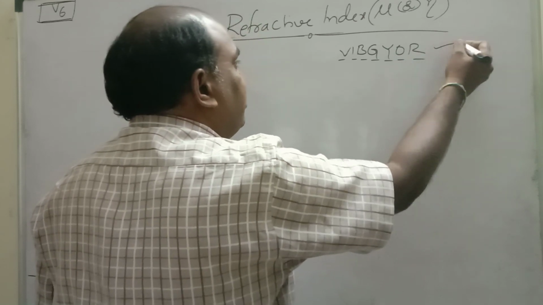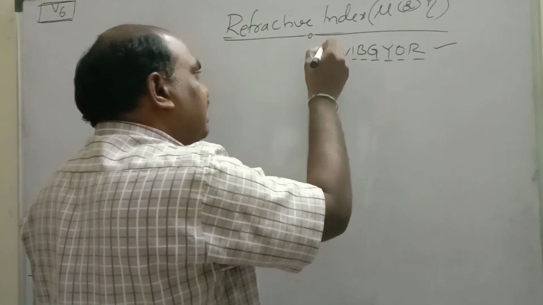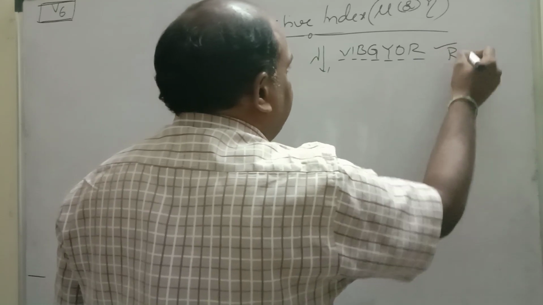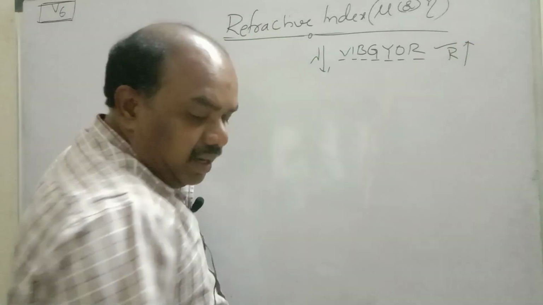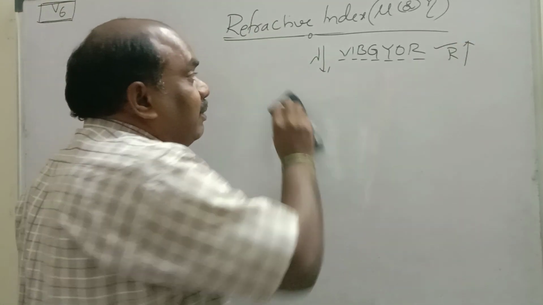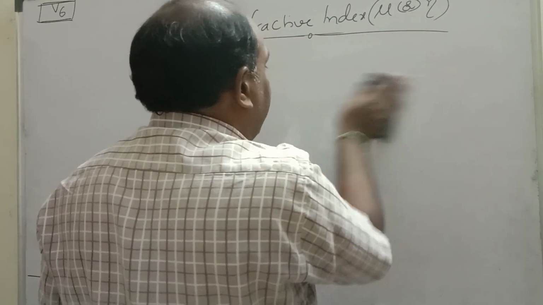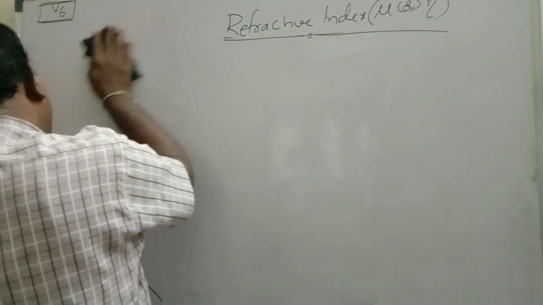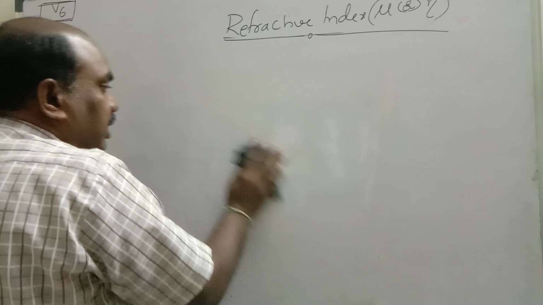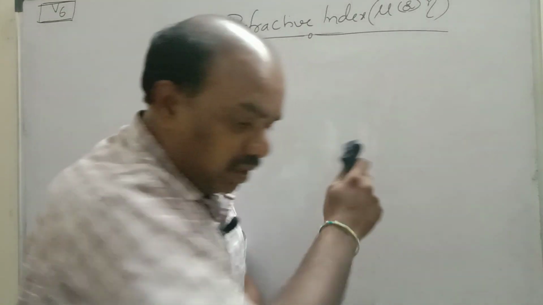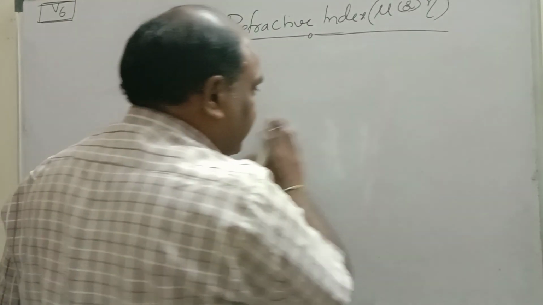Red color wavelength is very high. Violet color wavelength is less. This we know. Now, we will find the refractive index of the prism. How to find the refractive index of the prism? Based on the refractive index, how white color splits into different colors. These things we will discuss.